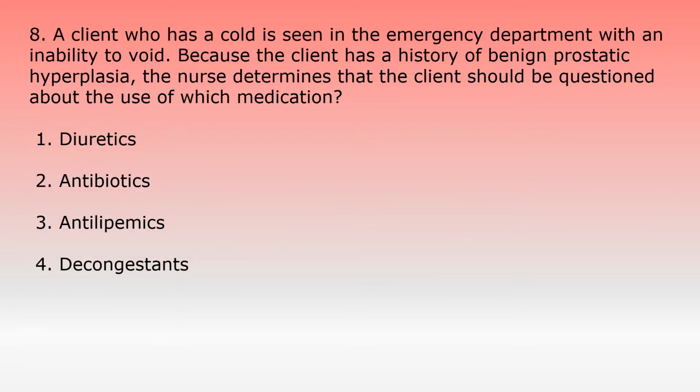8. A client who has a cold is seen in the emergency department with an inability to void. Because the client has a history of benign prostatic hyperplasia, the nurse determines that the client should be questioned about the use of which medication? 1. Diuretics. 2. Antibiotics. 3. Antilipemics. 4. Decongestants.